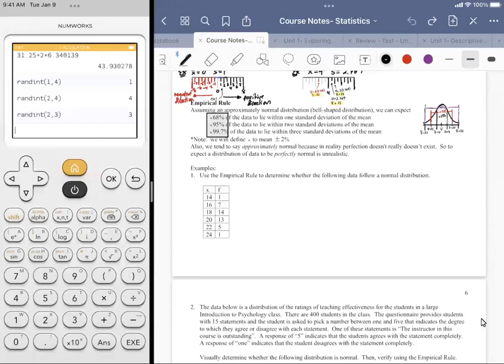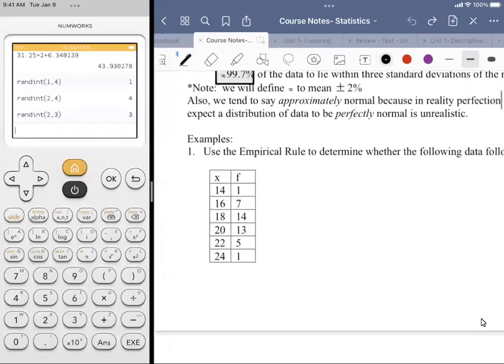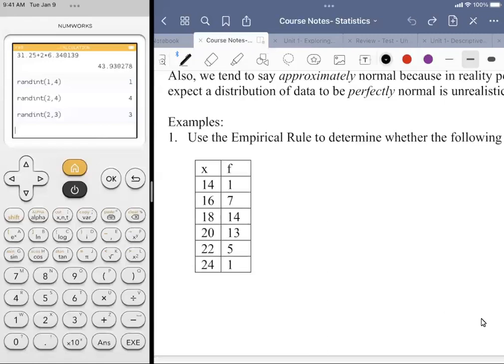And yeah, like I said, we're gonna tackle this problem again. This time we'll start off with the NumWorks calculator. All right. So the problem was to use the empirical rule to determine whether the following data follow a normal distribution. It feels like a typo. Follows. Anyway, I'll let you be the judge of that because obviously grammar is not my strong point.